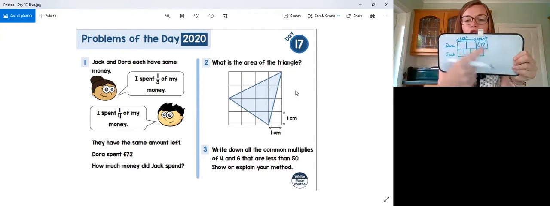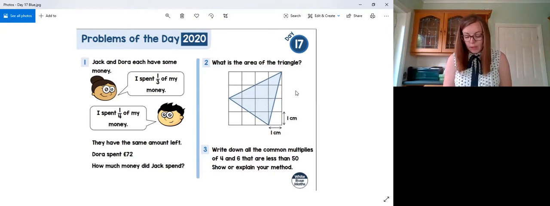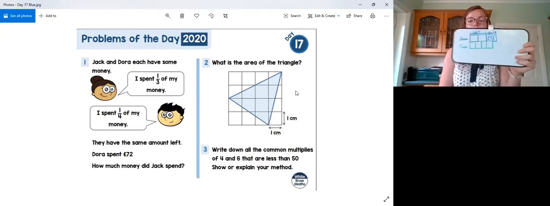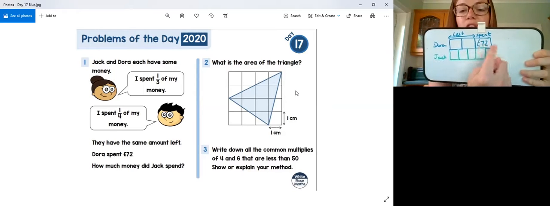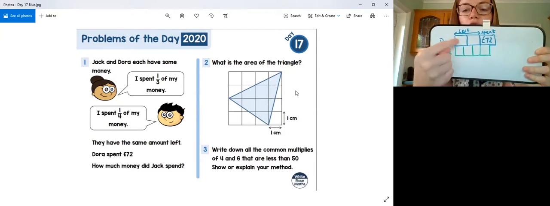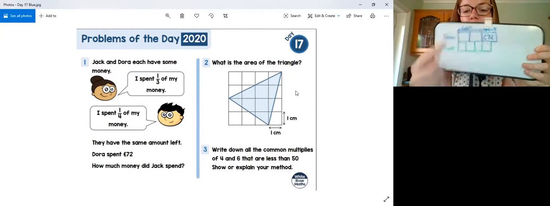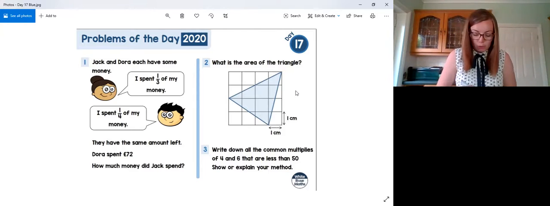Okay, so now I've got Dora's bar and Jack's bar. So now I need to think, what can I work out? Well, the only number we have on here so far is that Dora spent £72, which is 1/3. Now we know that all these blocks are equal. So if this block of Dora's bar is 72, this one is 72 and this one is 72. So I'm going to label those up.